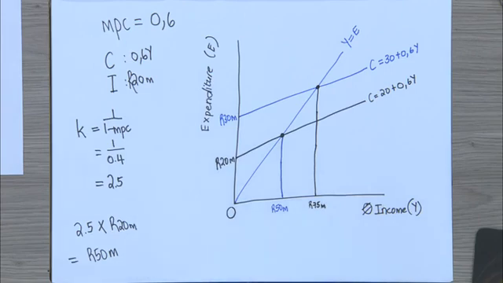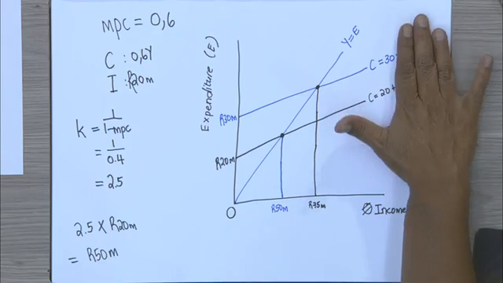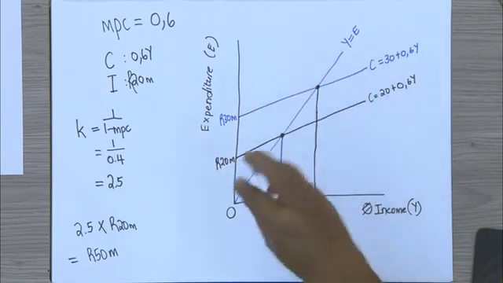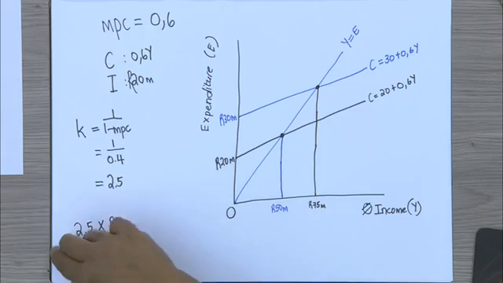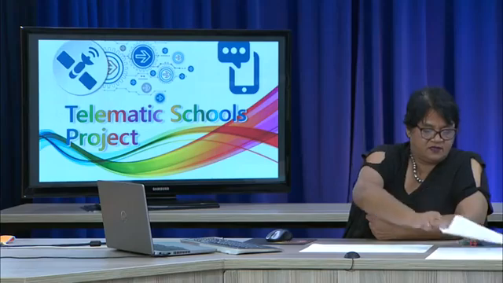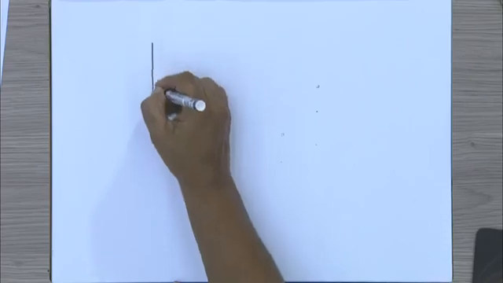Right, so those are the different ways in which this can be tested, various ways that they can test you. They don't have to give you your MPC. They can leave that out completely and just give you a graph with just the figures on it. Okay, so I just want us to have a look at that, and so I'm just going to redraw that very quickly.